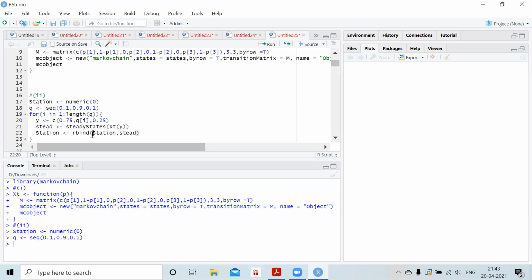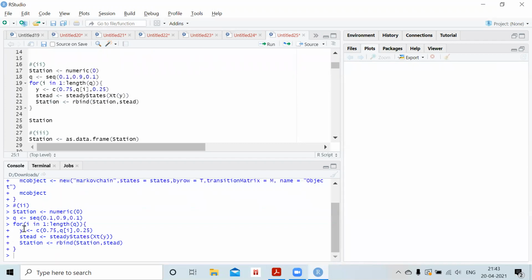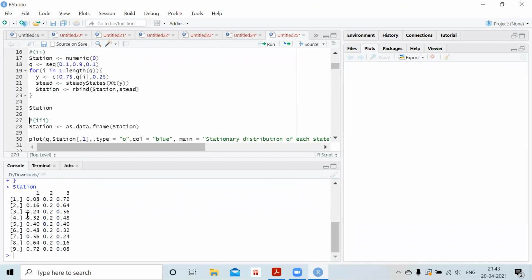And then it is just doing an rbind of station comma state. So whatever values of Q it is changing over here, it is storing them in rows each time. Now if I run station, you can see for each value of Q there are different stationary distributions which we can arrive at. So this is 0.08 and so on.